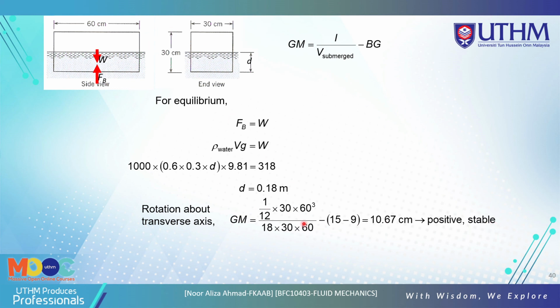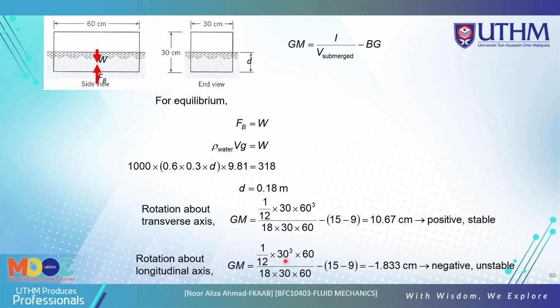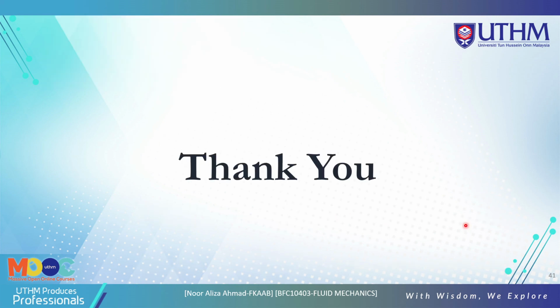If we use the B as 30 cm, and the H is 60. For rotation about the longitudinal axis, we use the B as 60 and the H is this one. This is more rectangular, so you must use the moment of inertia for the rectangle here. Based on this one, you get the value here. And this is negative, and if negative it is unstable. So the stable value is this one. Okay, that's all. Thank you.